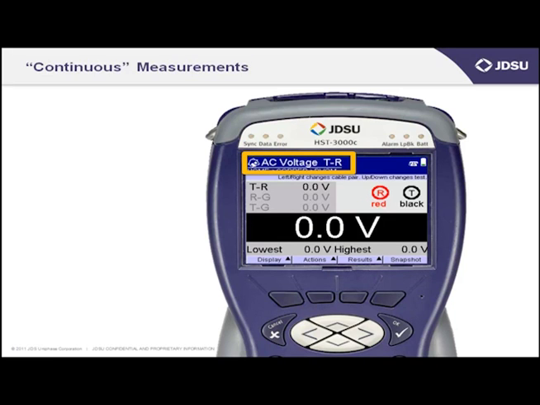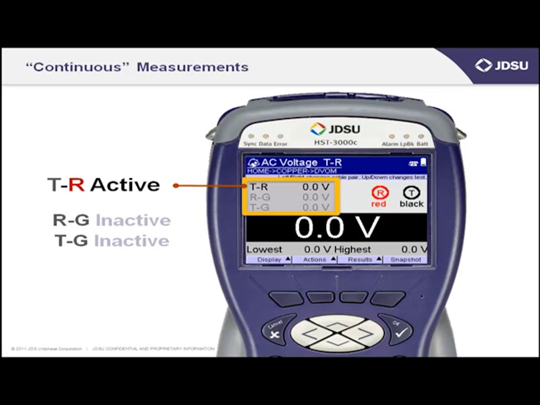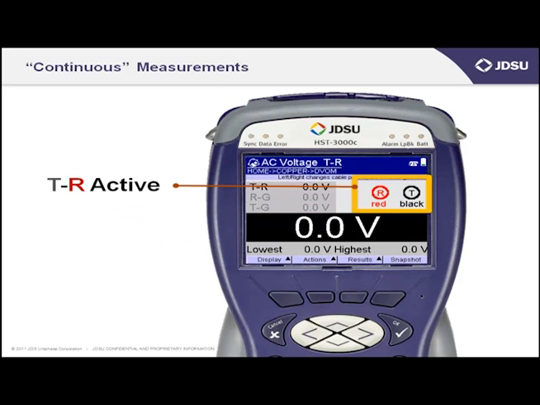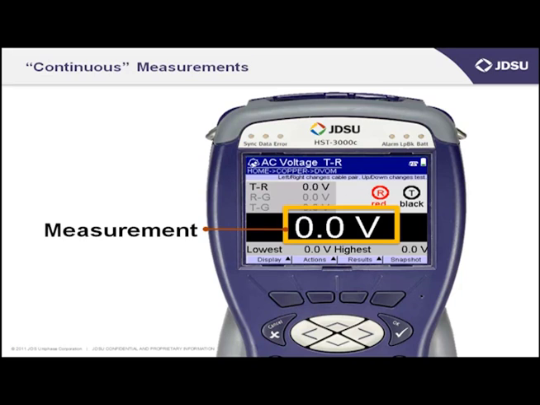In the middle of the screen, you'll see 3 possible lead combinations: tip to ring, tip to ground, and ring to ground. The active lead combination is shown in boldface, in this case, tip to ring. Inactive leads, or leads not being used or under test, are grayed out. On the right-hand side of the screen, you'll even see the color of the test leads that are active and under test: black, red, and green for tip, ring, and ground, respectively. Underneath that, on the black background, you'll find the actual measured voltage in large font.